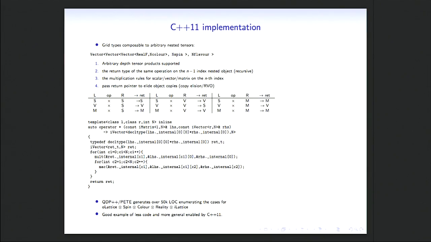Then we use fancy C++11 to infer rules such as scalar times scalar is scalar, matrix times vector is vector, etc. And this is applied recursively so that we can generalize to any level of tensor nest of indices and infer the matrix vector scalar rules recursively down level by level until we hit the inner scalars at the end. Okay, so as an example, this reduced something like 50,000 lines of machine-generated code from a prior package called QDP++ that Balint Yo talked about to only a few thousand lines of code, enabled by clever use of C++11.